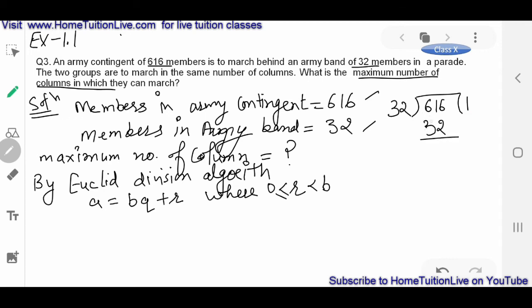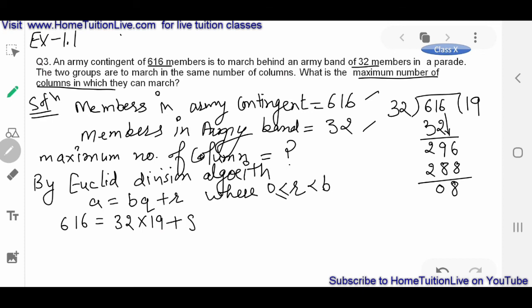32 1 32. Subtract this, we will get 2 9 6. 32 9 2 8 8. Now subtract this, we will get 8. Now how will we write it in Euclid's division form? 616 is equal to 32 into 19 plus 8.